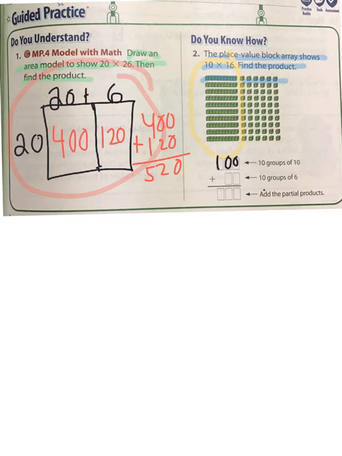Our second partial product is going to be right over here. We have 10 groups of 6. And 10 times 6 is 60. So our answer is going to be 160.